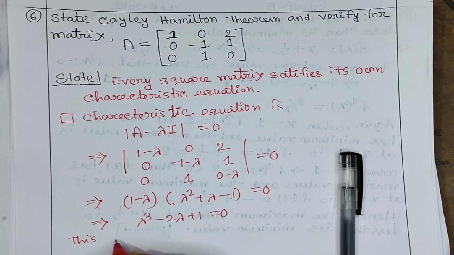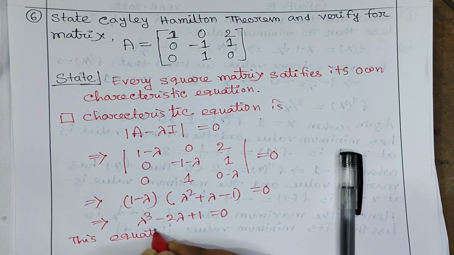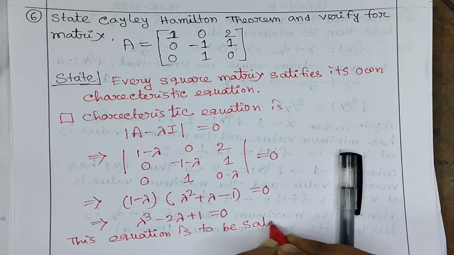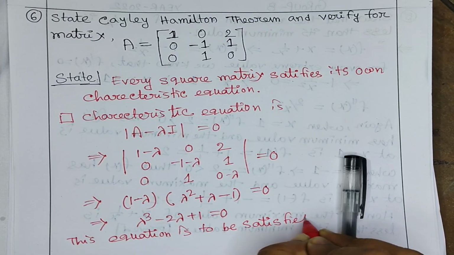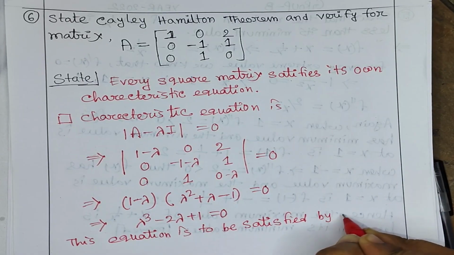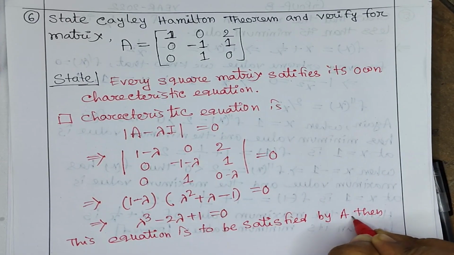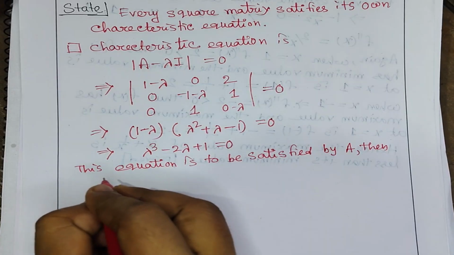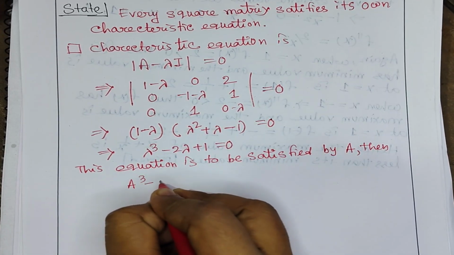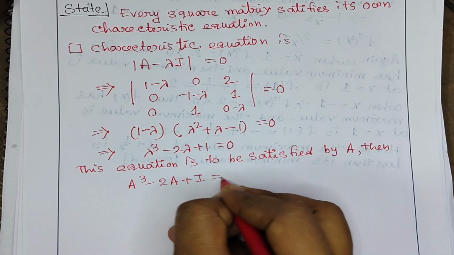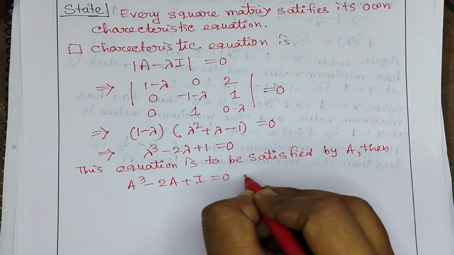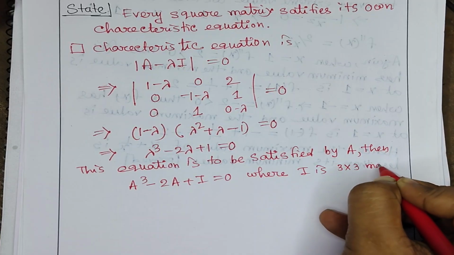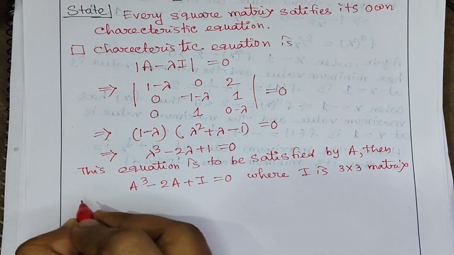This equation is to be satisfied by A, then it must be A³ - 2A + I = 0, where I is the 3 cross 3 identity matrix.